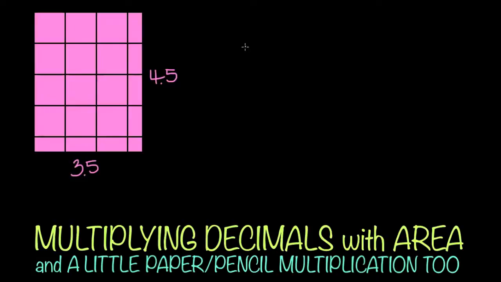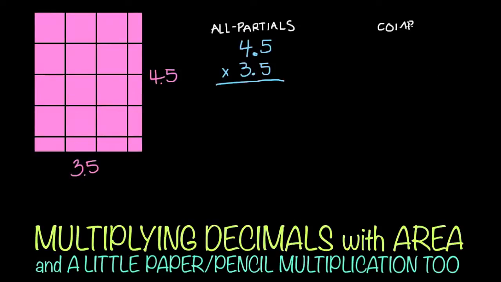So we have 4 5/10 times 3 5/10. On this side, I'm going to show you the all partials method. And over here, I'm going to do the compact method of multiplication. But first, I'm going to do the all partials.